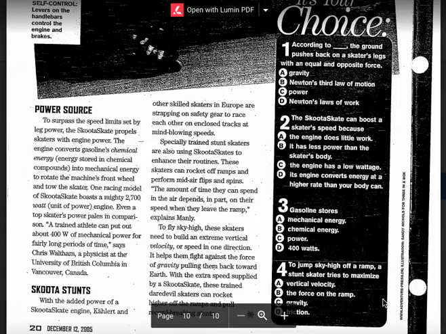Power source. To surpass the speed limit set by leg power, the scooter skate propels skaters with engine power. The engine converts gasoline's chemical energy, which is energy stored in chemical compounds, into mechanical energy to rotate the machine's front wheel and tow the skater.